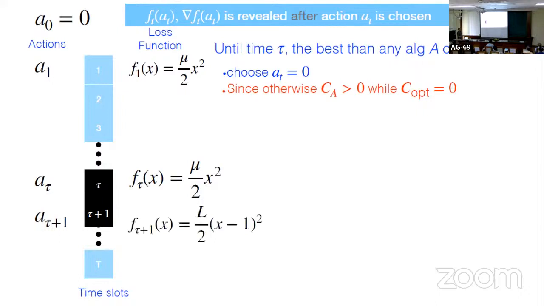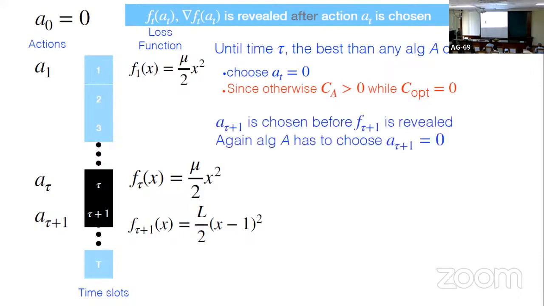At time tau plus 1, I change the function a little bit. I multiply it by the Lipschitz constant, or the smoothness parameter, and translate the optimizer by a unit amount. So now it is L by 2 times (x minus 1) whole square. Again, you can argue that because the algorithm sees this function after it has chosen x_{tau+1}, it cannot move again. So x_{tau+1} is 0, in which case the cost is at least L by 2 times 1 square, which is L by 2.